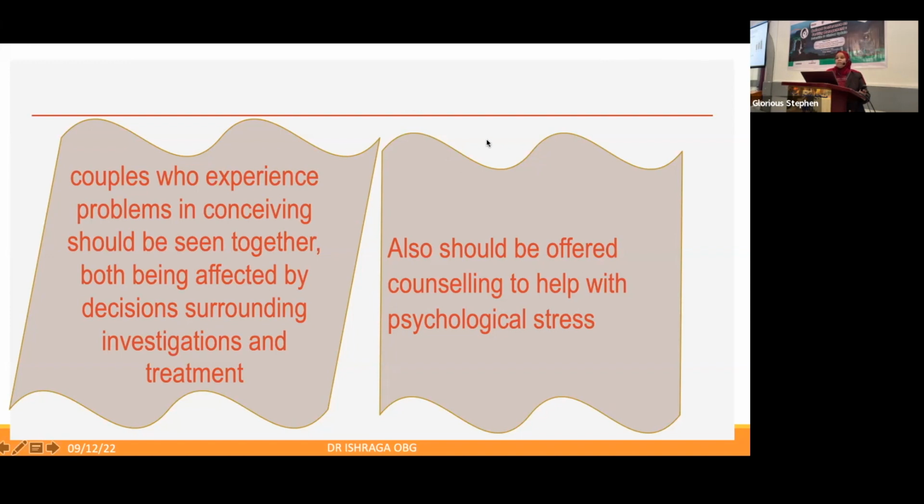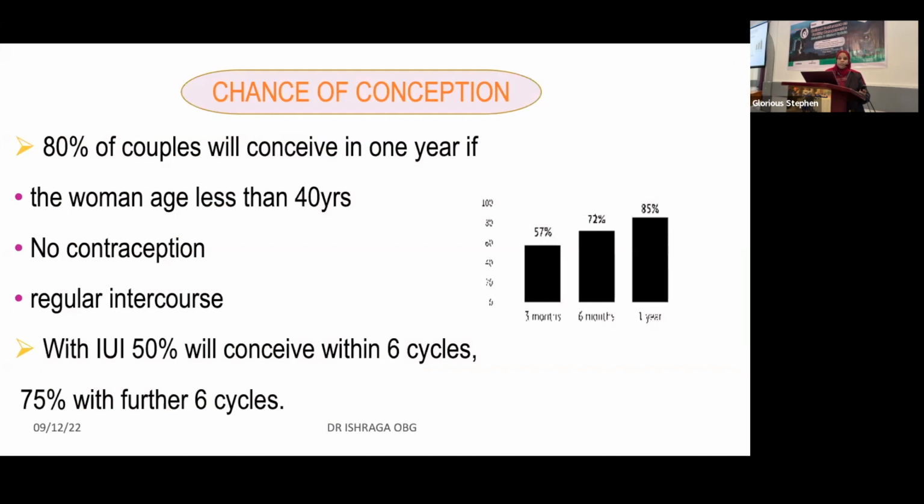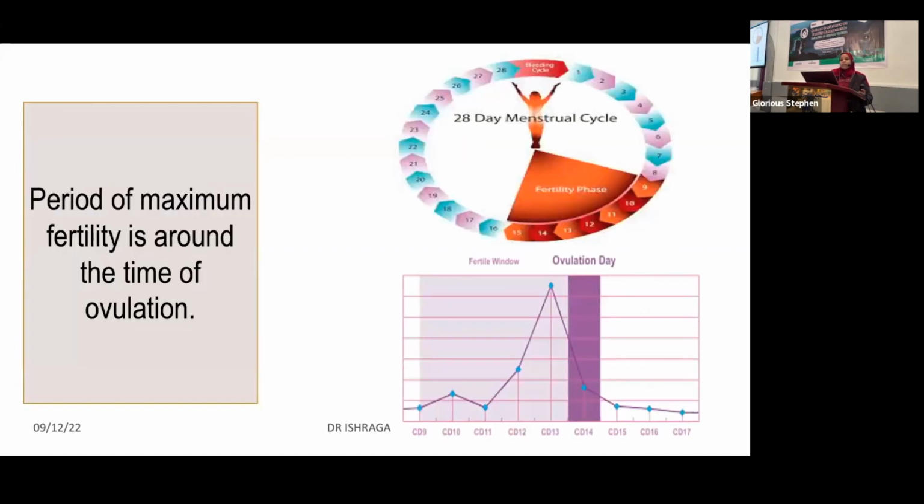We will counsel them and inform them that the chance of conception is around 80% in the first year, providing that the woman's age is less than 40 years, no contraception is used, and they have regular intercourse. With intrauterine insemination, 50% will conceive within 6 cycles, and 75% will conceive after a further 6 cycles. We also will counsel them about the period of maximum fertility. It is around the time of ovulation, 6 days before and up to the day of ovulation.